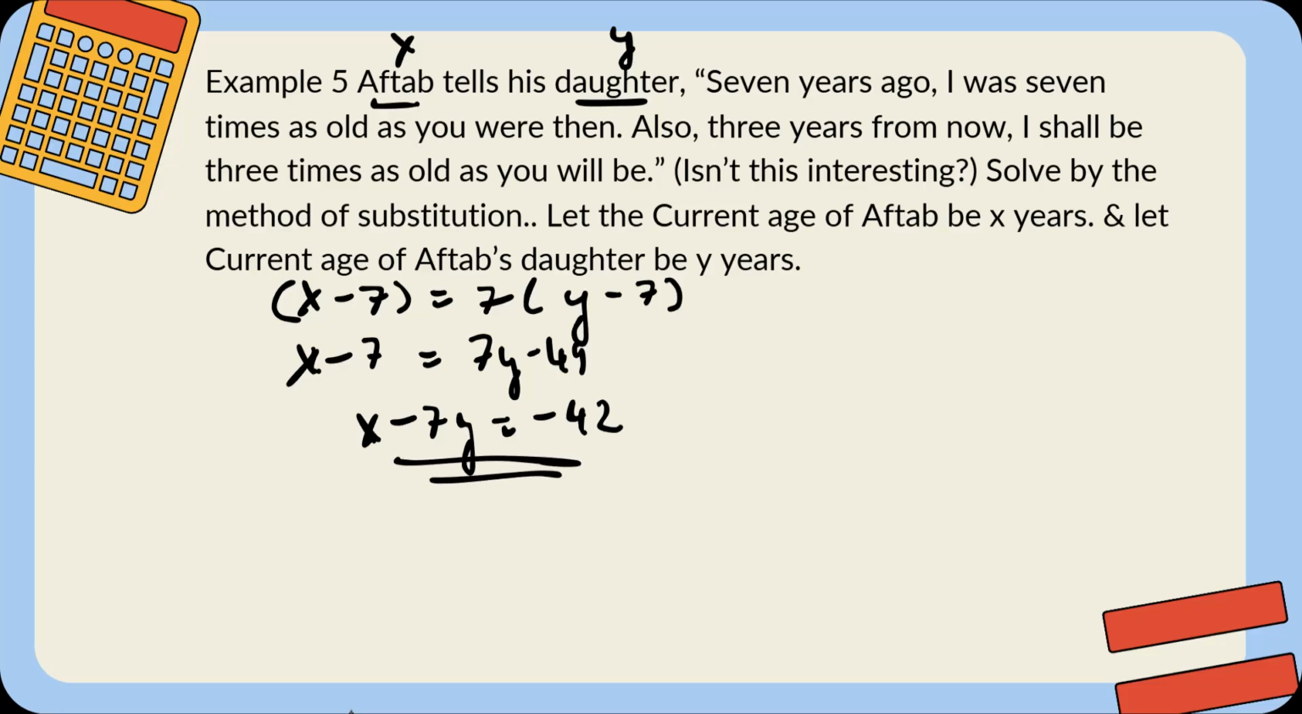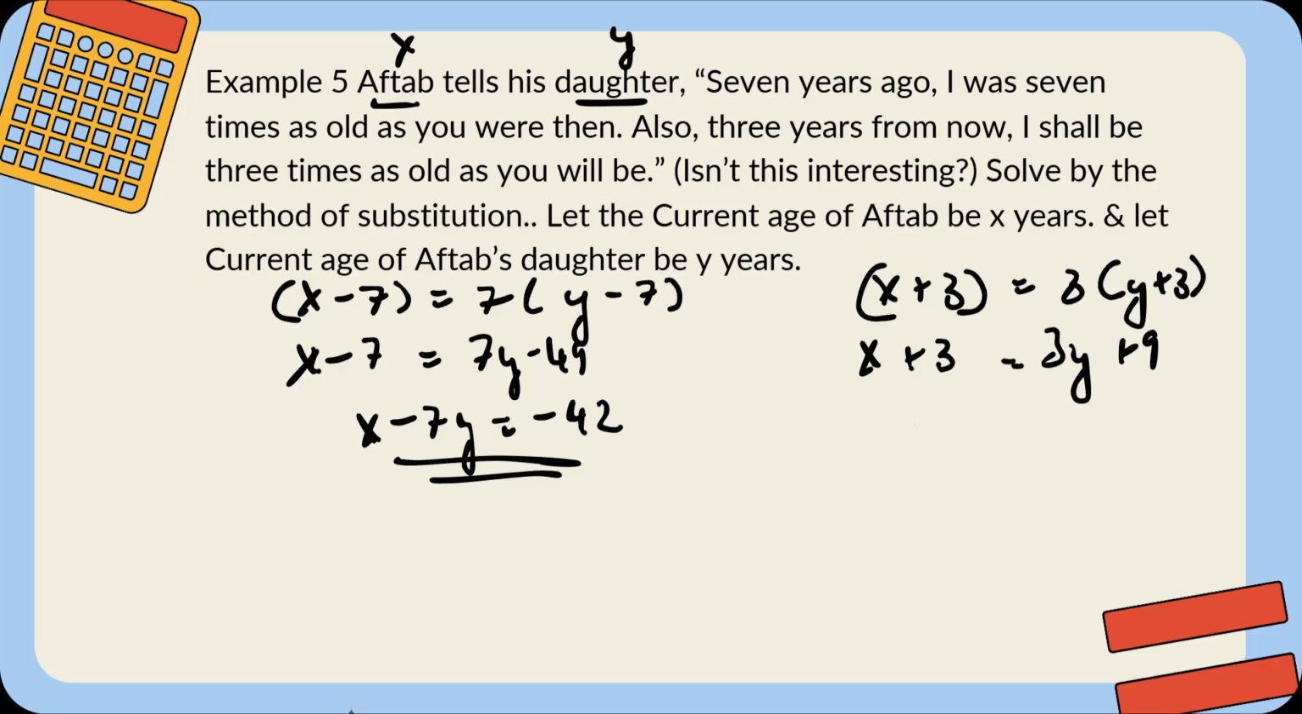What is the next equation? Also, 3 years from now, Aftab's age will be x plus 3. So, I shall be 3 times as old as you will be then. 3 times who? 3 times the daughter's age. Daughter's age will be y plus 3. So 3 times y plus 3. So we have x plus 3 is equal to 3y plus 9, right? So we have x minus 3y is equal to 9 minus 3. What is 9 minus 3? It will become 6. So we have two equations, right?